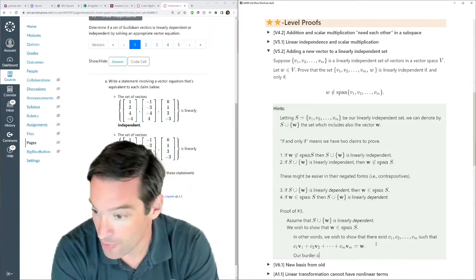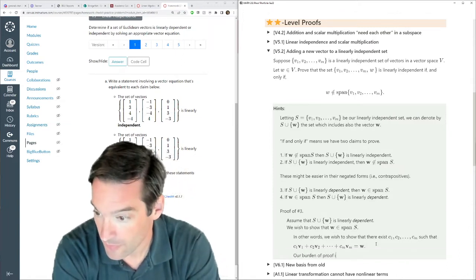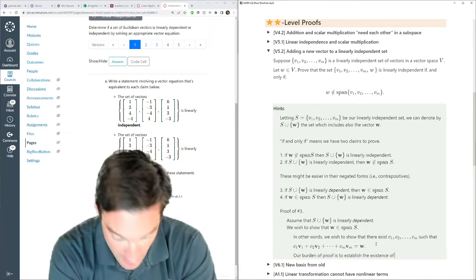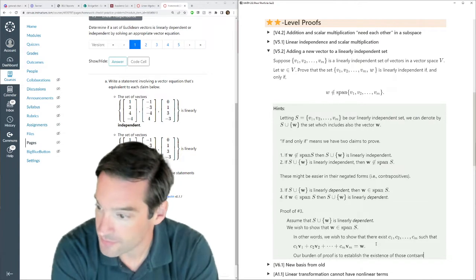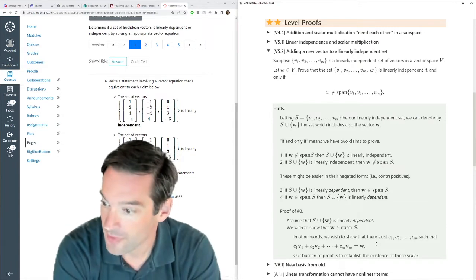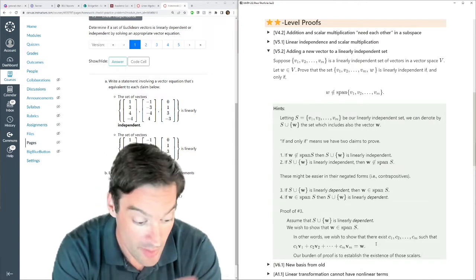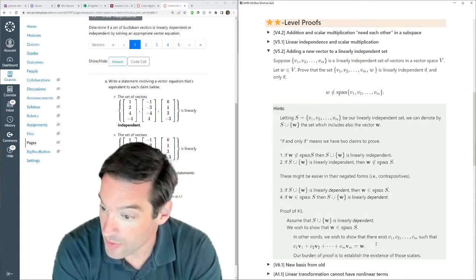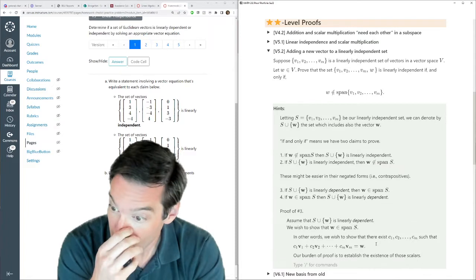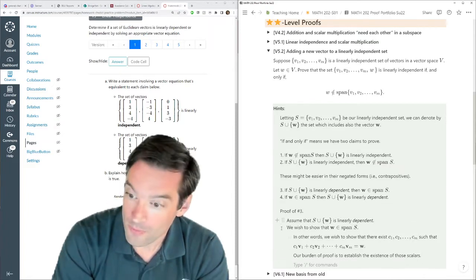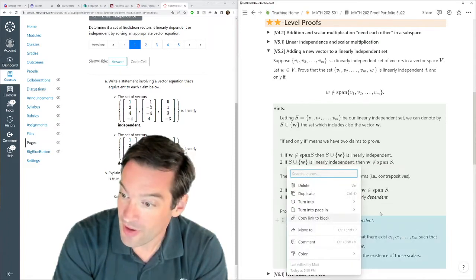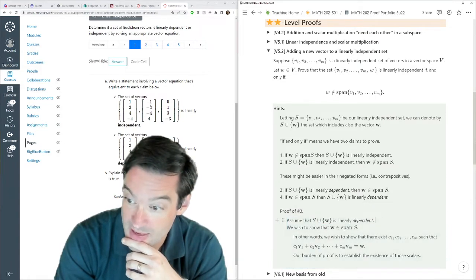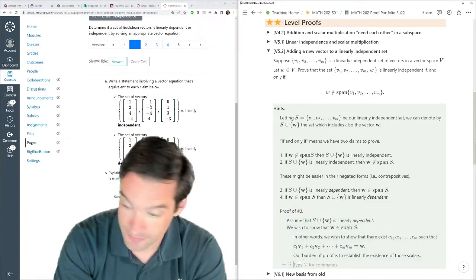Okay. So if that's what we need to prove, I'm just going to write it in here. Our burden of proof is to establish the existence of those constants. We call them scalars. I've been using the word constants a lot today, but probably I should be calling them scalars. Okay, so how do we know that such scalars will exist? Probably we're going to have to make use of this assumption, right? The assumption that my augmented set is linearly dependent.